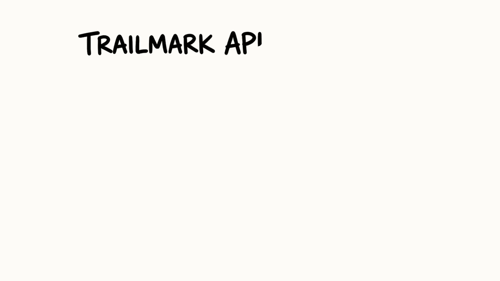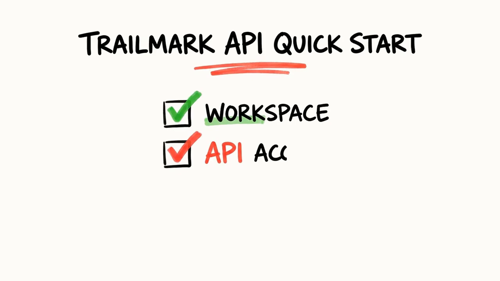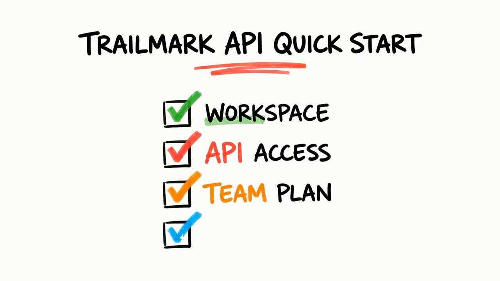In this video, we'll walk through the Trailmark API Quick Start for engineers integrating for the first time. By the end, you'll have an API key, a successful authenticated request, and a clear model for handling errors and rate limits in production. Before you start, you need a Trailmark workspace on a plan with API access, team or higher, and a developer or admin role. Without those, you won't be able to create API keys.